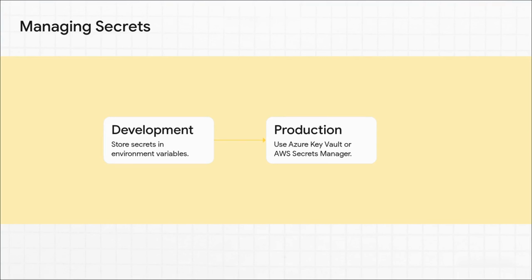Look, when you're in development, just building things out, it's fine to use environment variables to keep secrets out of your source code. But for production, you have to level up. You have to use a dedicated hardened service like Azure Key Vault or AWS Secrets Manager. This is the digital equivalent of a bank vault for your app's most critical data.